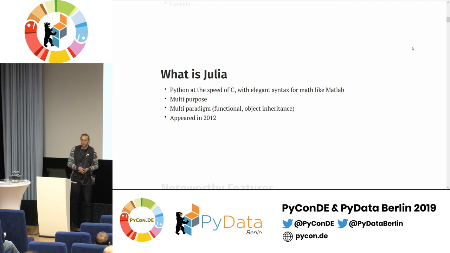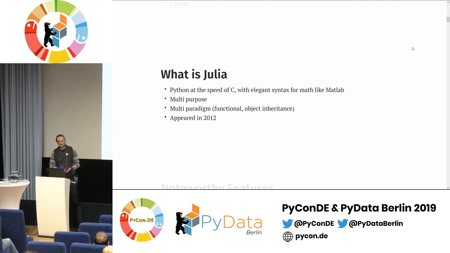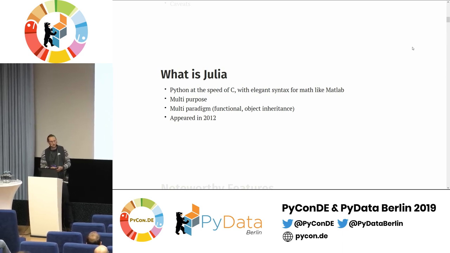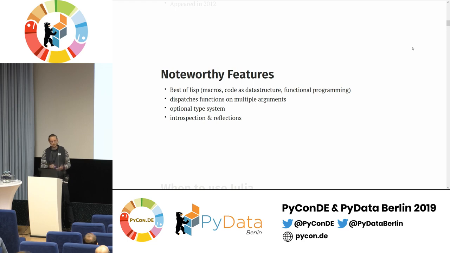Okay, so what is Julia? I usually describe it as Python at the speed of C with very elegant syntax for math, like from MATLAB. So you get all the dynamic features from Python and the interactivity at the speed of C, and I think it combines the advantages of these languages. It's also multi-purpose like Python and a multi-paradigm language, so you can combine more functional approaches with more object-oriented approaches. It appeared in 2012, so it's pretty young compared to Python, but it's also already pretty usable and mature and steadily growing.